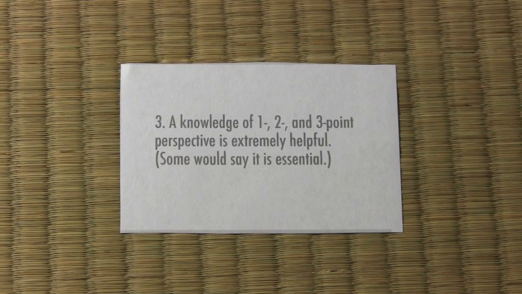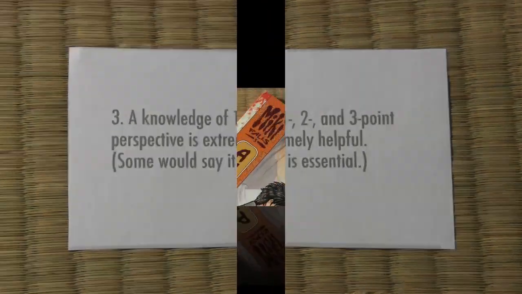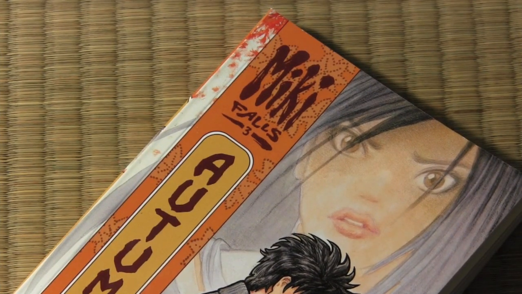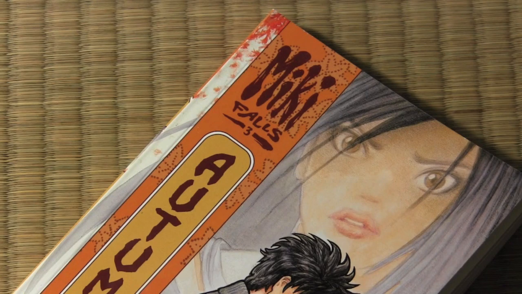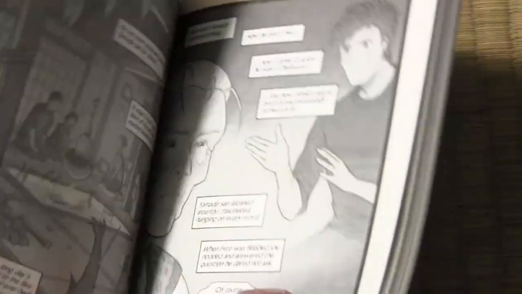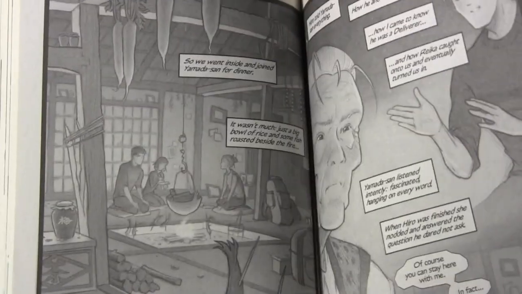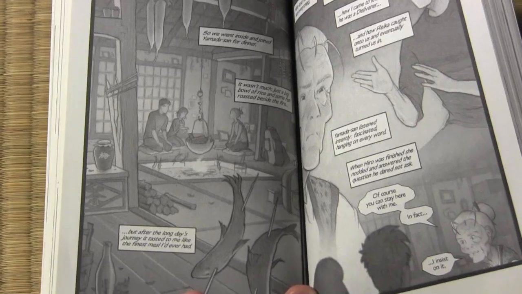A knowledge of 1, 2, and 3-point perspective is extremely helpful. Some would say it is essential. This time let's look at a scene from Miki Falls, my manga-style graphic novel series. Here is a location where I really wanted to make sure people felt that they were inside this room.